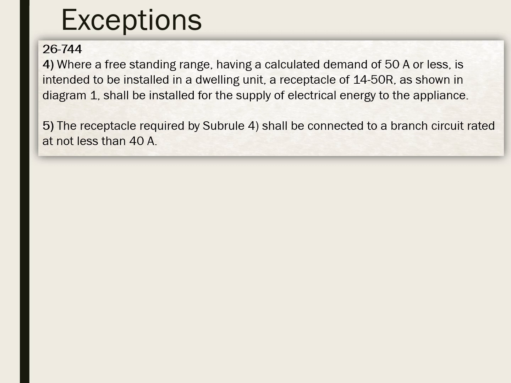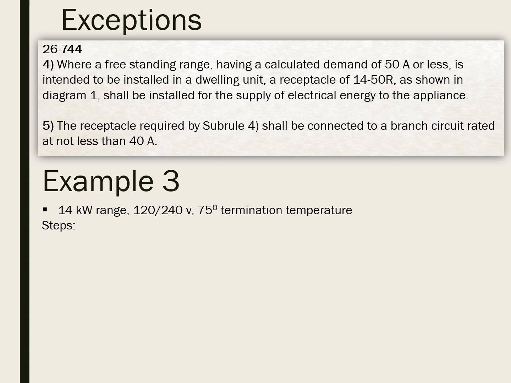There are a couple of other exceptions, and 26-744 does give us 2 exceptions that we need to be aware of. First of all, wherever we have a freestanding range and it has a calculated ampacity of less than 50 amps, we automatically use the exact same receptacle and the exact same breaker on every single house. The reason for this is so that we can swap out the ranges without having to do any rewiring. So if someone has a very small range and they wish to upgrade, we've already accommodated that upgrade by installing a 14-50R receptacle and installing it on a 40 amp breaker according to Rule 26-744.